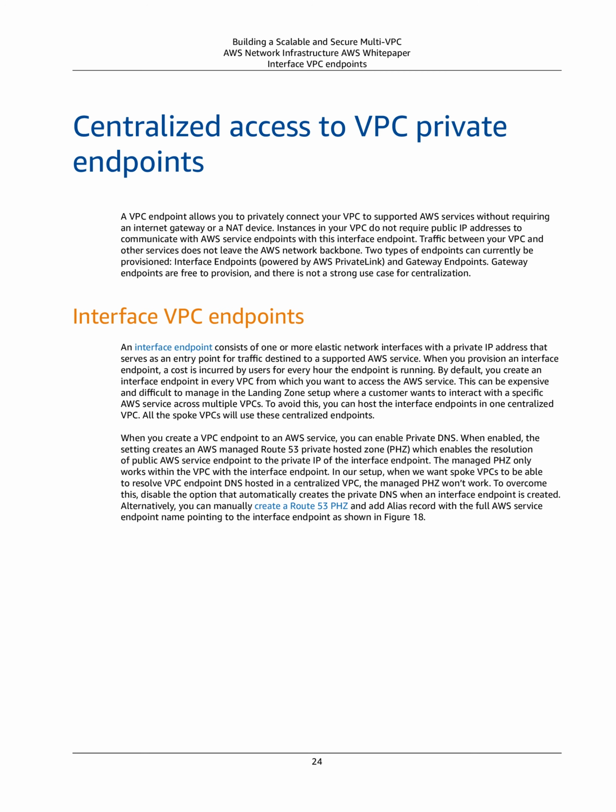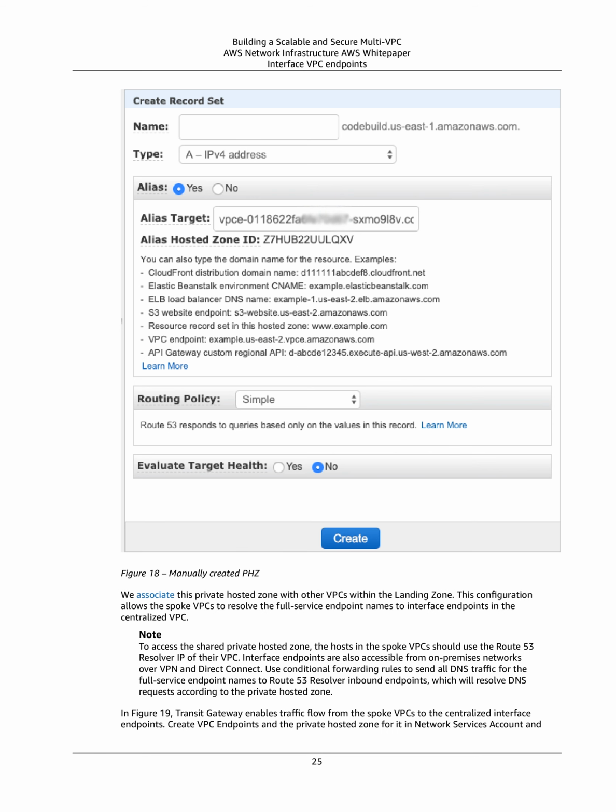In our setup, when we want spoke VPCs to be able to resolve VPC endpoint DNS hosted in a centralized VPC, the managed PHZ won't work. To overcome this, disable the option that automatically creates the private DNS when an interface endpoint is created. Alternatively, you can manually create a Route 53 PHZ and add an alias record with the full AWS service endpoint name pointing to the interface endpoint, as shown in Figure 18. We associate this private hosted zone with other VPCs within the landing zone. This configuration allows the spoke VPCs to resolve the full service endpoint names to interface endpoints in the centralized VPC.